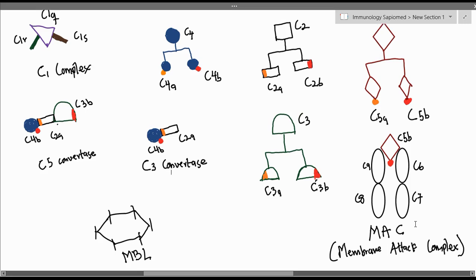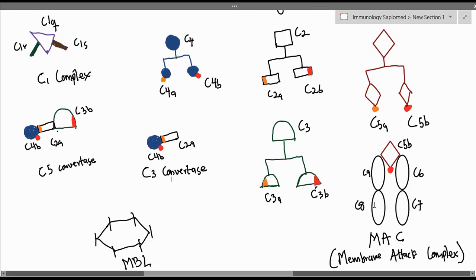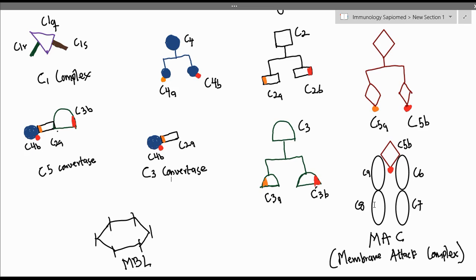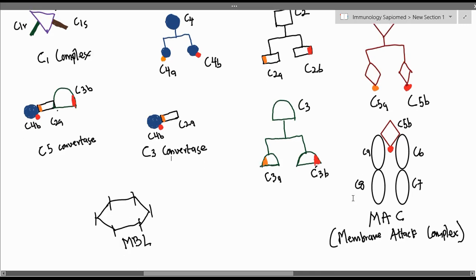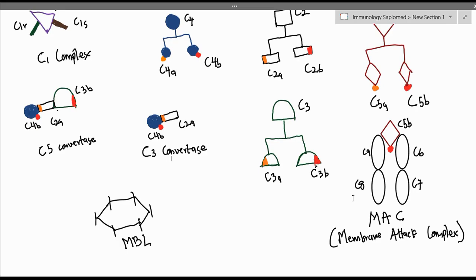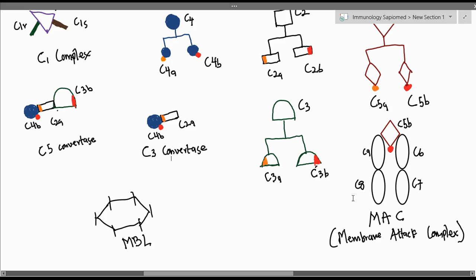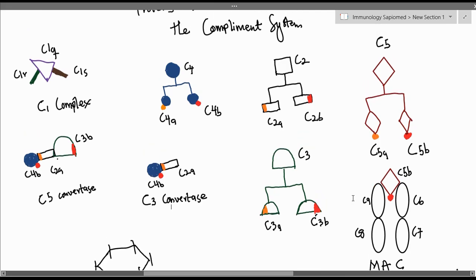The main purpose of the complement system is to ultimately result in the membrane attack complex, which is responsible for causing cell lysis. What it does is pierce through the cells and allow water to enter into the cell. The cell becomes turgid and then it undergoes lysis. So that is the complement proteins for you.